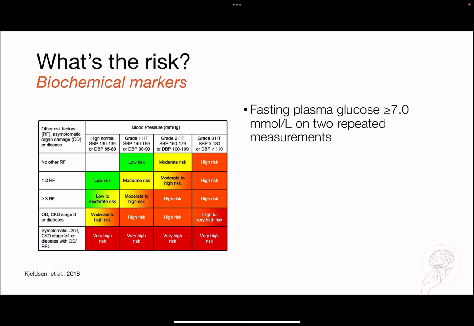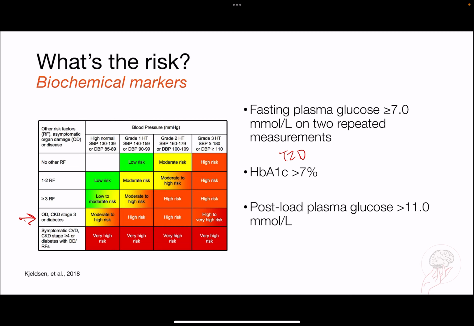So fasting plasma glucose greater than 7 millimoles per liter on 2 repeated measurements would also be indicative of type 2 diabetes, but also a high risk factor. An HbA1c greater than 7, so again, type 2 diabetes. Or a post-load plasma glucose greater than 11 millimoles per liter.